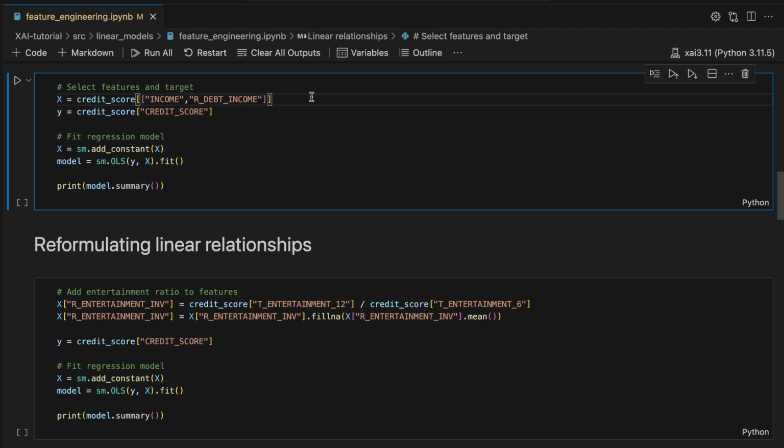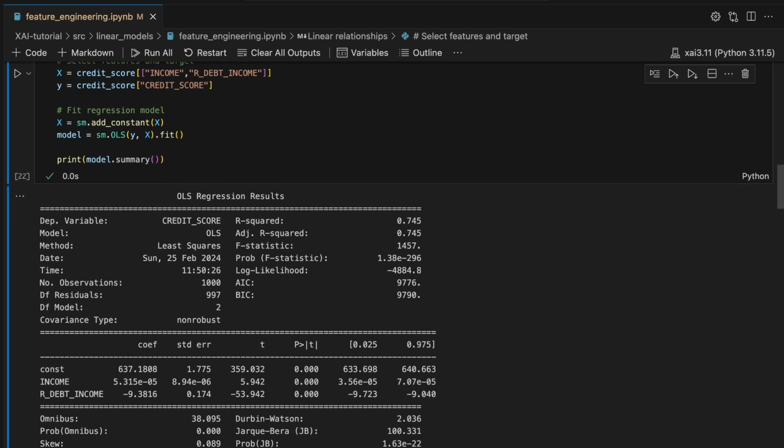To test if the linear relationship is significant, we can train a linear regression model. As features, we use both income, which is a customer's annual income, and the ratio of debt to income, which we just saw. We make sure to add a constant to the X feature matrix, so the linear model will have an intercept. We train a model using these features to predict credit score. And then we output a model summary.